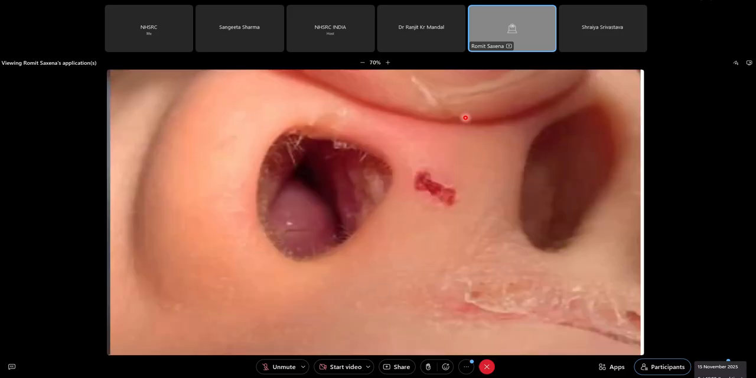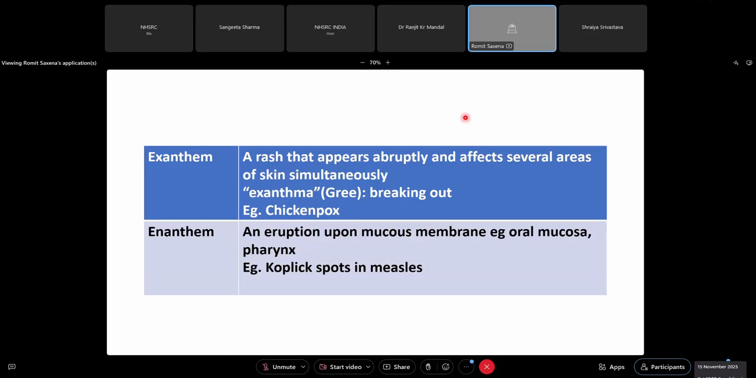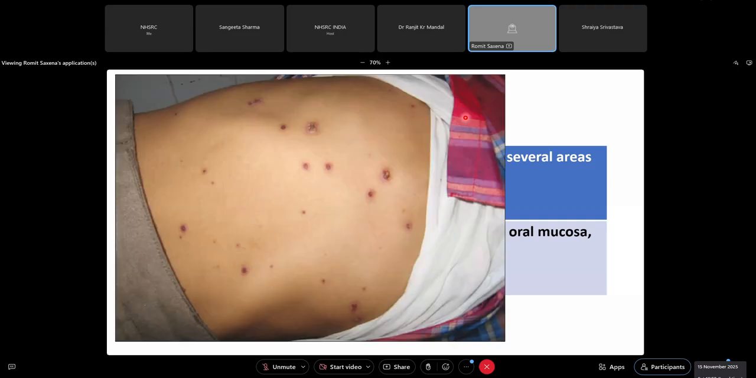Similarly, if you don't examine the nose, you will miss out on important signs. Another important aspect of fever with rash, which is another important communicable disease, is that there are a lot of exanthems and enanthems. Exanthem is a rash that comes on the skin. Enanthem is a rash which is in the mucous membrane, which is inside the mouth. So this, if the audience can guess, is chickenpox.